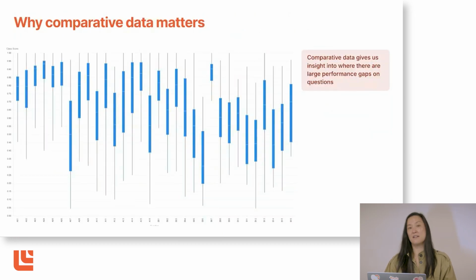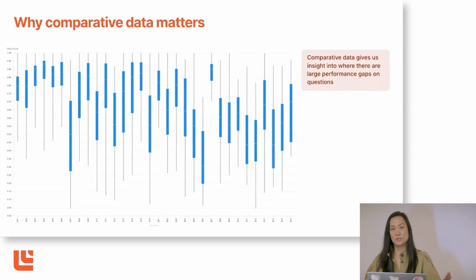So why does comparative data matter? If you look here, this is where all of the questions are across the bottom, and then the percentage correct is on the y-axis. So the blue rectangles in the middle are the interquartile range, but you see there's also a top and there's also a tail. So if you think about where your school is sitting and you see how you're performing across all of the questions, you'll be able to see that this is where you're sitting compared to the cohort.